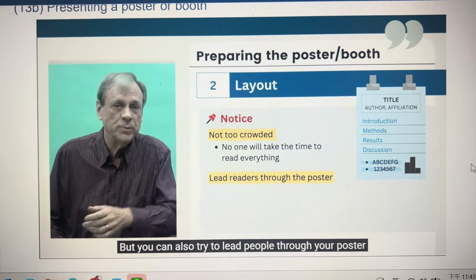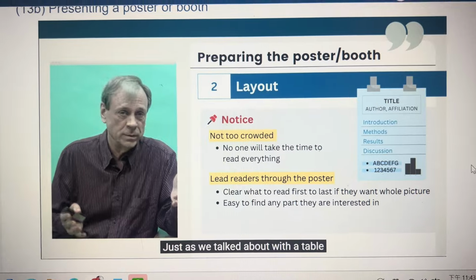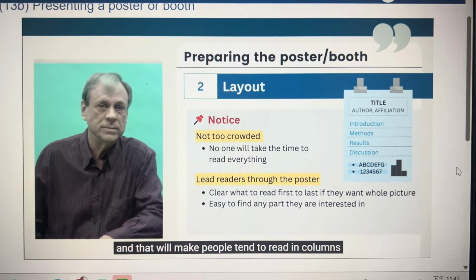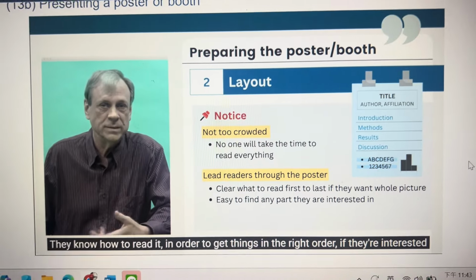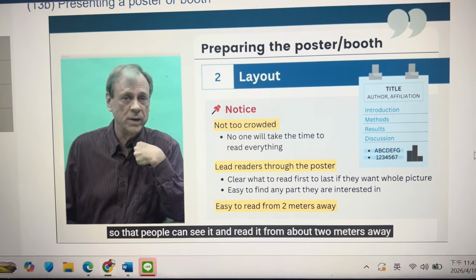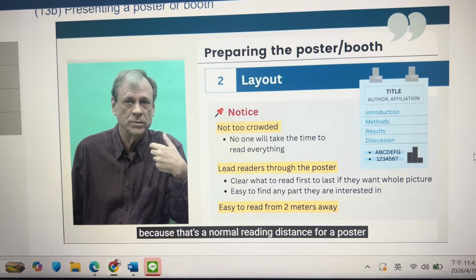But you can also try to lead people through your poster, just as we talked about with a table. You can leave space between columns, and that will make people tend to read in columns. They know how to read it in order to get things in the right order if they're interested. Make sure the font is large enough so that people can see it and read it from 2 meters away, because that's a normal reading distance for a poster.